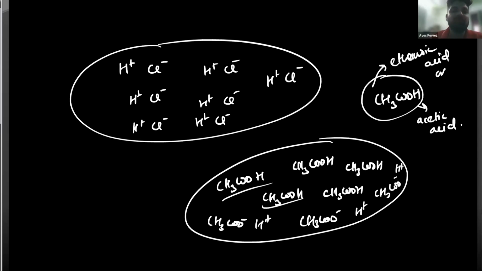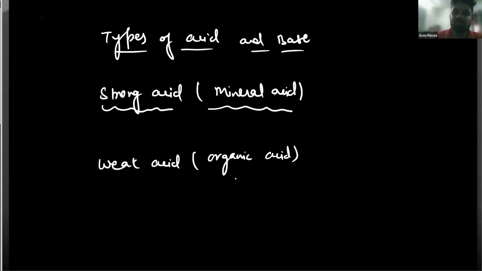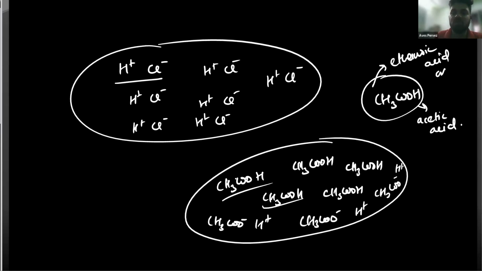So what is the definition of a strong acid and weak acid? Those acids which, when added to water, completely dissociate their H plus ions are called strong acids. And those that do not completely dissociate, they partially dissociate their H plus ions, are considered weak acids. Now you understood the definition? Everybody in the class? Yes, sir.